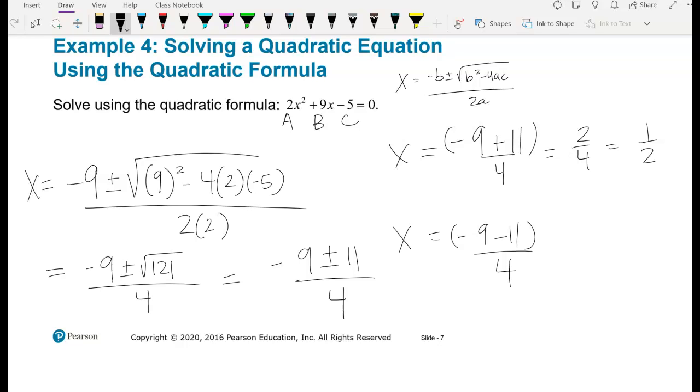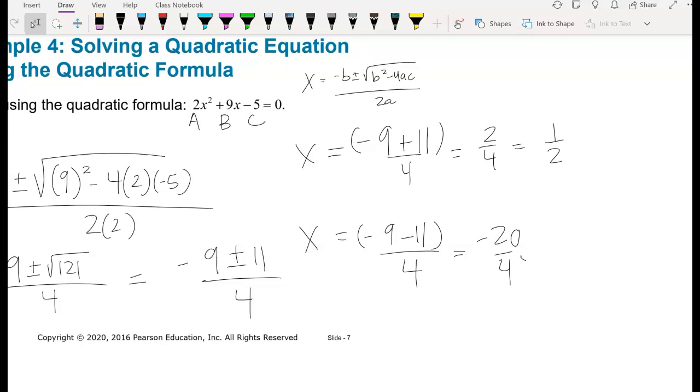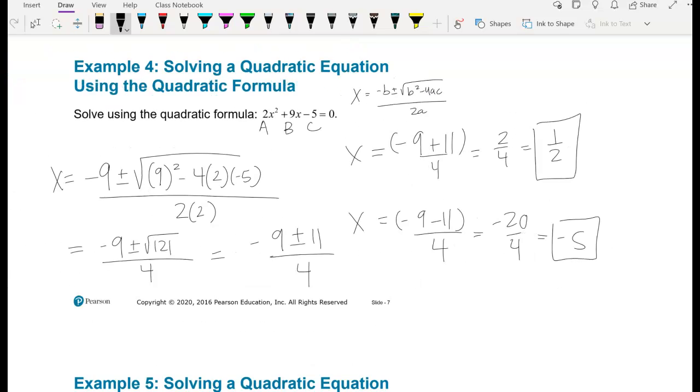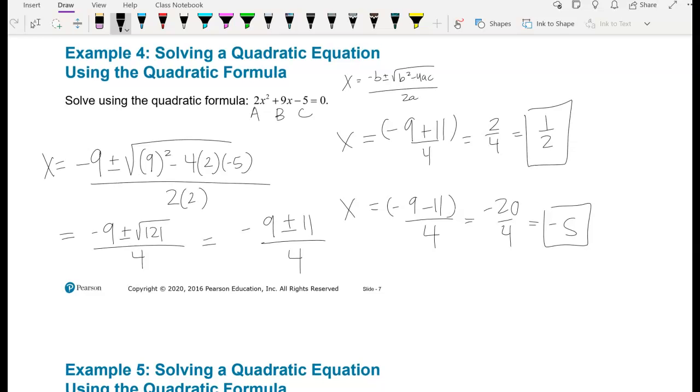-9 minus 11 is going to be -20 divided by 4. So that is going to give us -5. Now, since we got whole numbers out and they're not weird, that means we could have probably factored this equation. So you always want to see, can I factor it before applying the quadratic formula? Because sometimes the quadratic takes longer than actually trying to factor it.